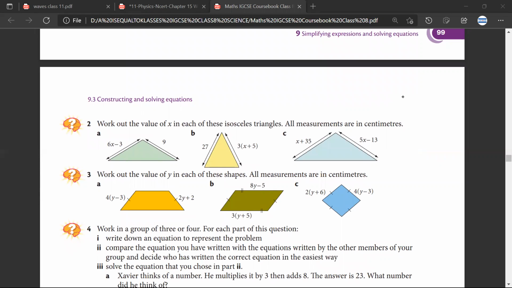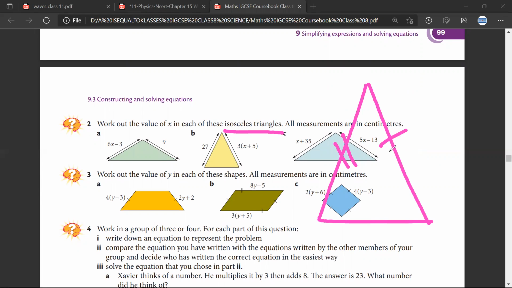For example, in one of the lectures, we had discussed what is the isosceles triangle. Satya, what is the isosceles triangle? Mr. Satya. It has two sides equal and the two angles are also equal. Mr. Sarthak, any doubt? No, sir.